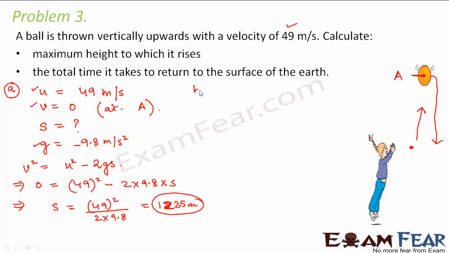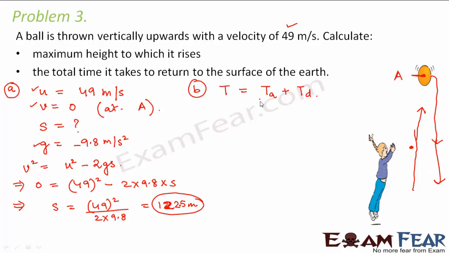So now in the second part, it asks us to calculate the total time it takes to return to the surface of the earth. That means first it rises from here, then it comes back to here. So the total time, so upward journey's time plus downward journey's time. So this is ascent and this is descent. So we have to calculate here the total time. So the total time will be time of ascent plus time of descent. That means the time taken to reach the maximum height and then the time taken to fall back to the earth from the maximum height, right?